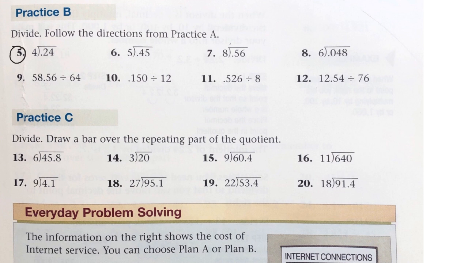For number 5, 4 can go into 2 0 times, but 4 can go into 24 6 times. 6 times 4 is 24. That leaves us with no remainder, but we have the decimal right there. So we put the decimal and add a 0.